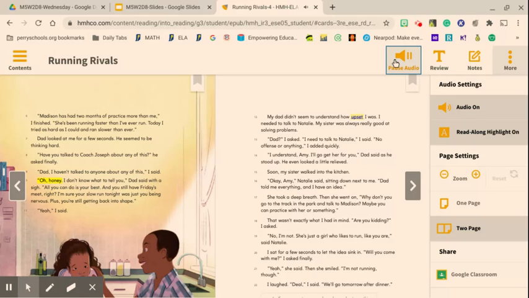Oh, honey, I don't know what to tell you, Dad said with a sigh. All you can do is your best. And you still have Friday's meet, right? I'm sure your slow run tonight was just you being nervous. Plus, you're still getting back into shape. Yeah, I said. My dad didn't seem to understand how upset I was.